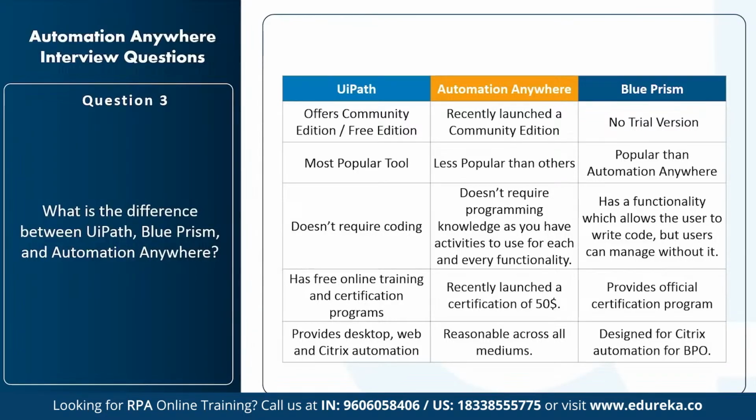Coming to the training programs, UiPath has free online training and certification programs, Automation Anywhere has also recently launched a certification for $50, and Blue Prism also offers an official certification program. So all three tools make sure that users can learn, get certified in them, and upscale their careers. And finally, coming to the usage of these tools, UiPath is used to provide desktop, web, and Citrix automation. Automation Anywhere is reasonable across all the mediums, and Blue Prism is mainly designed for Citrix automation for business process outsourcing. So guys, these were the differences between UiPath, Blue Prism, and Automation Anywhere.